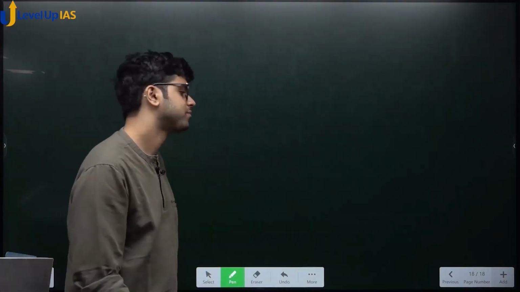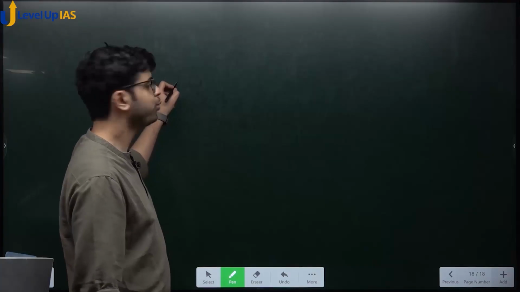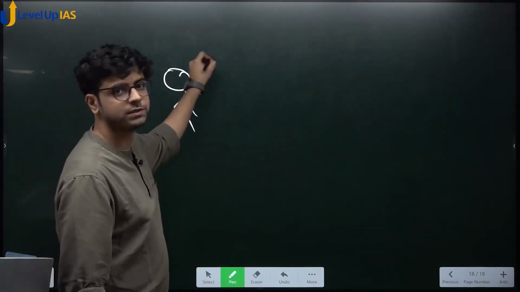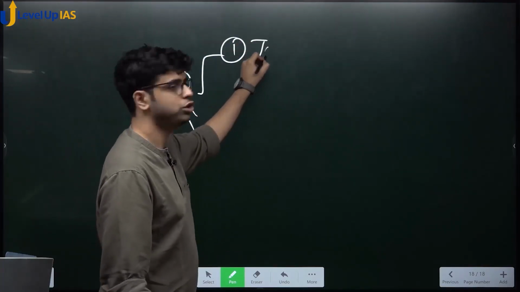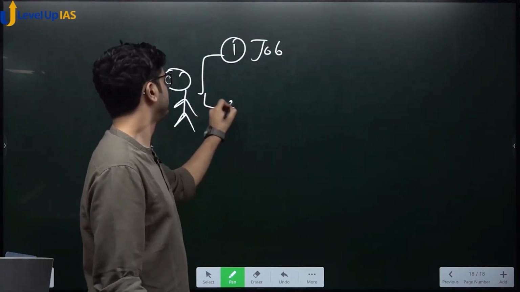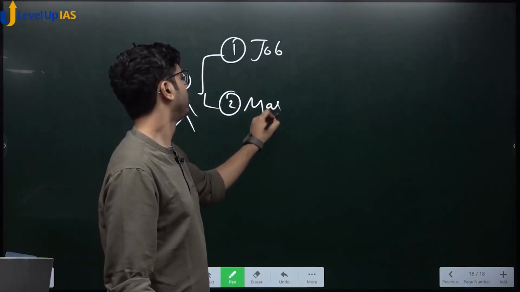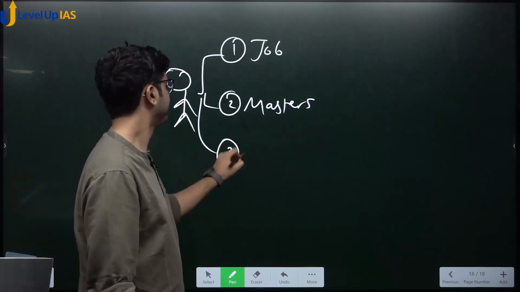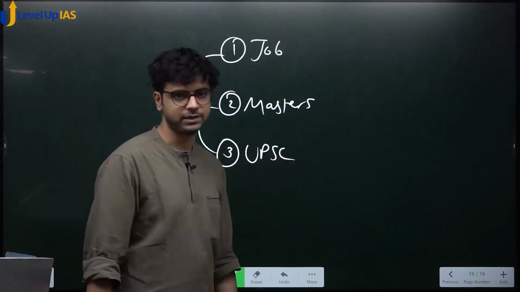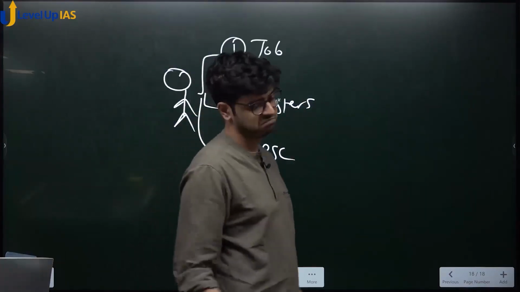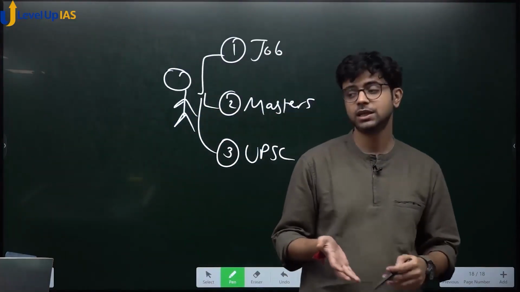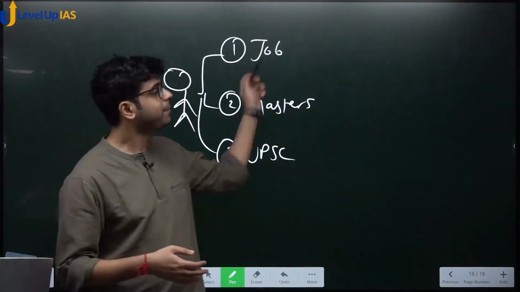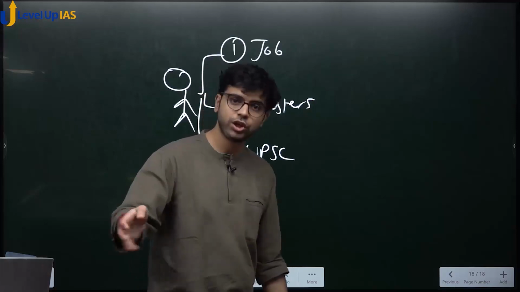So let's say you are a fresh graduate. You have 3 options. 1, job. 2, master's degree. 3, do UPSC. What is the benefit of doing a job? Salary, money basically. You will be able to buy things. You will get increments of salary. You will get growth in your career.